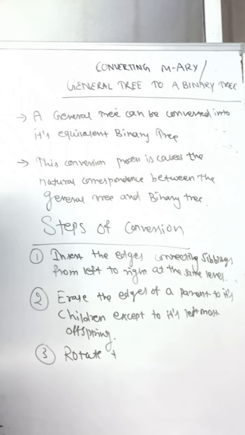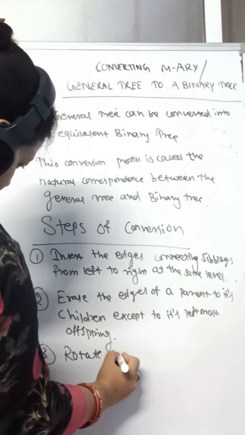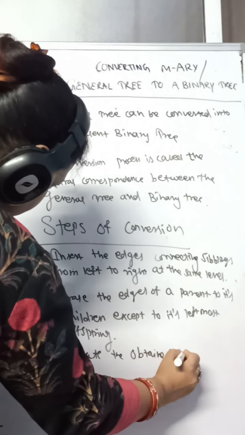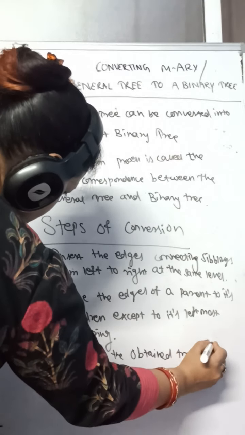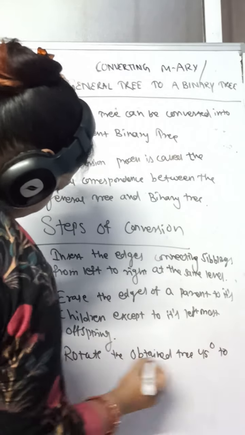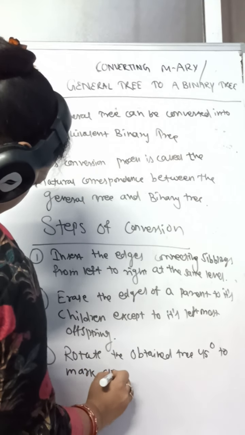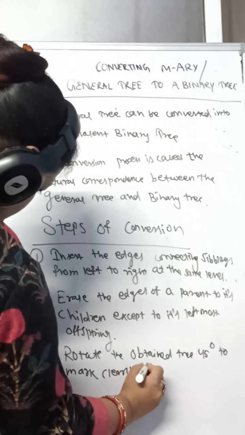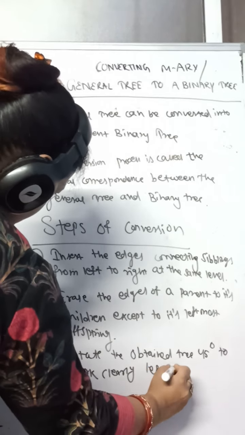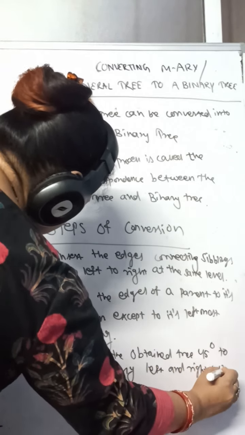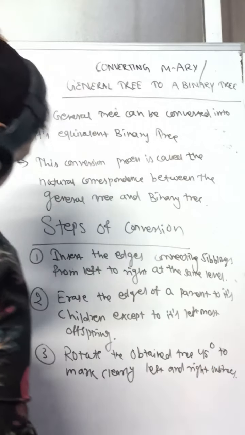45 degrees left. Okay, rotate the obtained tree 45 degrees to mark clearly the left and right subtree. So these are the steps.